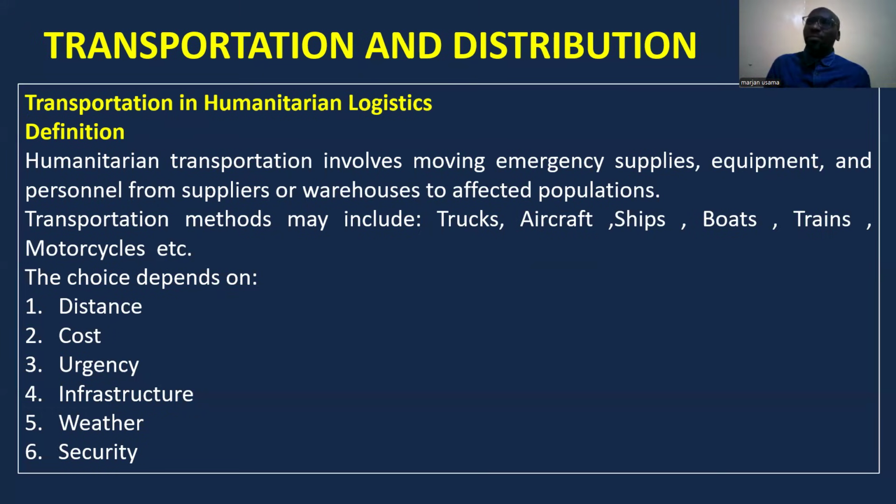Then the infrastructure. Do you have good infrastructure? Do you have good roads? Yes, we can use the road. Then the weather. How is the weather? It will also determine which type of transport you are going to use. Then security. Sometimes you find that the trucks will be attacked by terrorists. So that is why during disaster, you find that the trucks are escorted by police or the military.